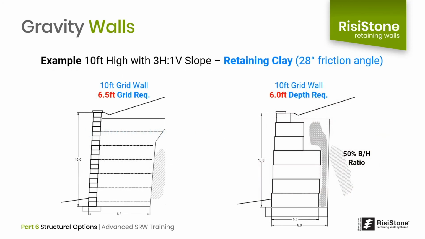In this example, we have a 10-foot high wall with a 3-to-1 slope above it, and we are retaining a native clay material. We can see that the grid wall requires 6.5 feet of geogrid, and the gravity wall requires a total of 6 feet of depth, including 1 foot of drainage layer. So in this case, they are really almost identical in terms of depth.